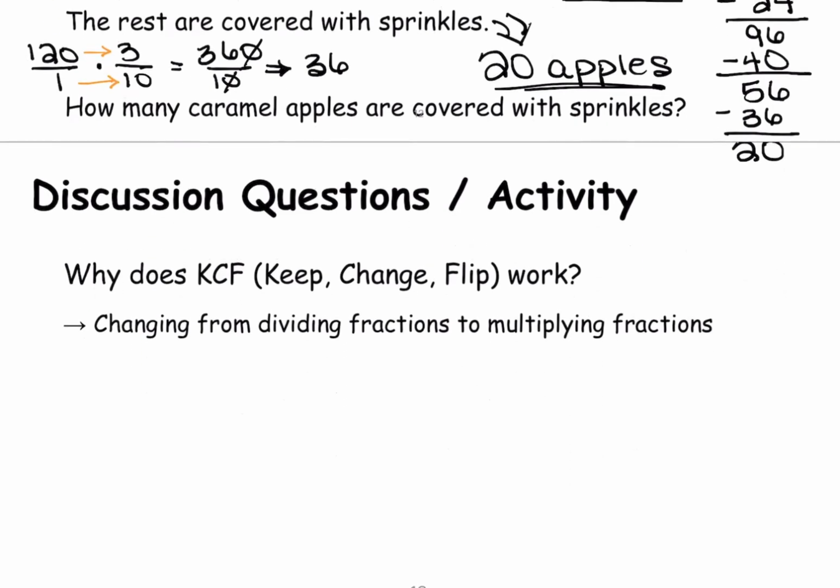Let's look at the discussion question activity. Why does keep, change, flip work? Changing from dividing fractions to multiplying fractions is why we use keep, change, flip. We use it to find the reciprocal in that flip portion. Why do we use that? That is the question. Why does keep, change, flip work?